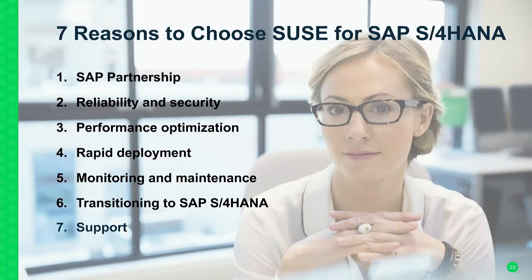Reason number 4, if you want to transform to make your business more agile, you have to have an infrastructure that's going to be flexible, so you have the ability to deploy your SAP systems on-premise or in a number of different cloud options.